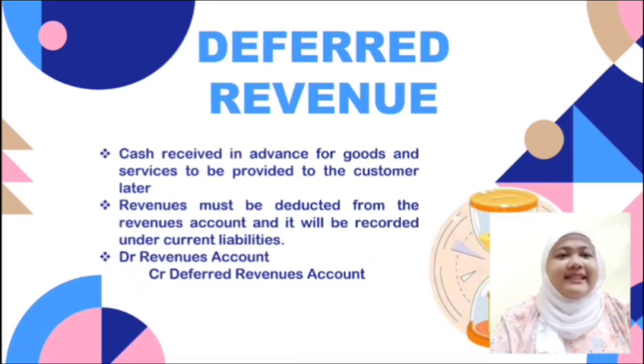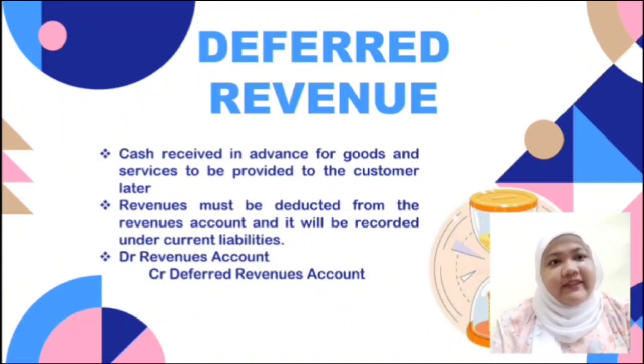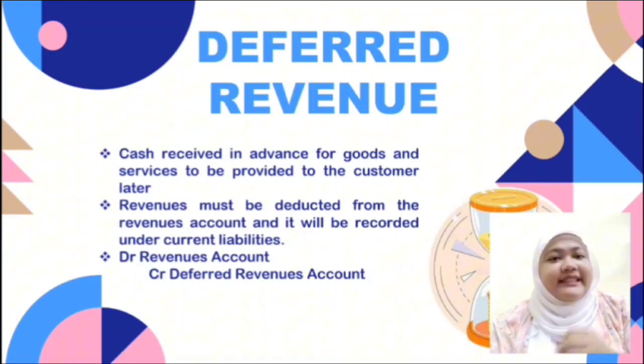The second one is deferred revenue. Deferred revenue is totally different from accrued revenue. Deferred revenue means the cash that we have received in advance, but we provide the goods or services to our customer later. Deferred revenue will be deducted from our revenue account and it will be categorized under current liability. In our journal, we will debit revenue account and credit deferred revenue account. For our presentation, accrued revenue and deferred revenue are under MFRS 15.